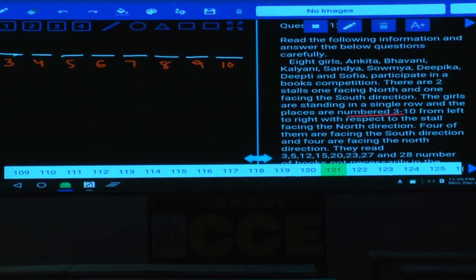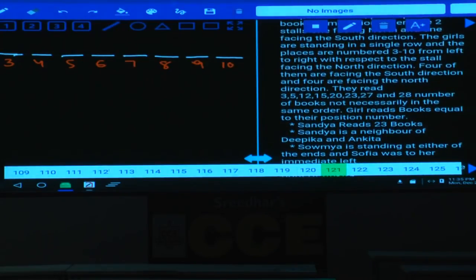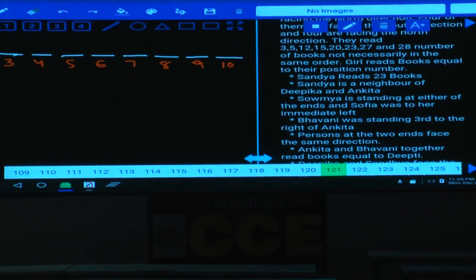Then 4 of them are facing south and the remaining 4 are facing north. And they read 3, 5, 12, 15, 20, 23, 27 and 28 number of books, not necessarily in the same order. Clear now? Now, what are the books here? 3, 5, 12, 15. Next one is 20 and 23 and 27 and 28. Each girl reads books, not necessarily equal to their position number.